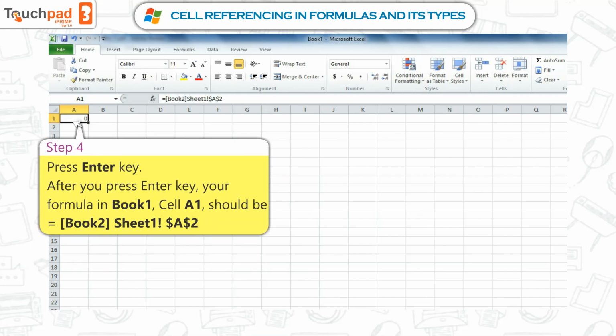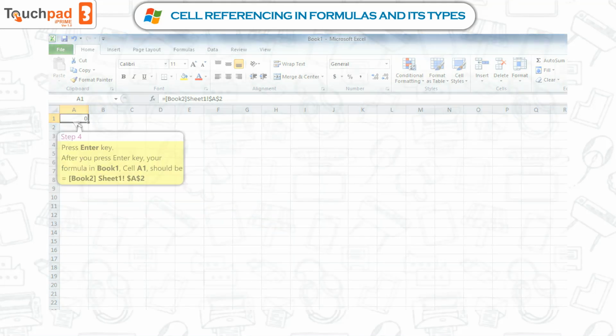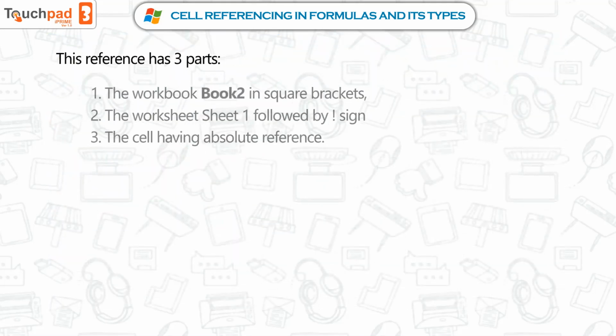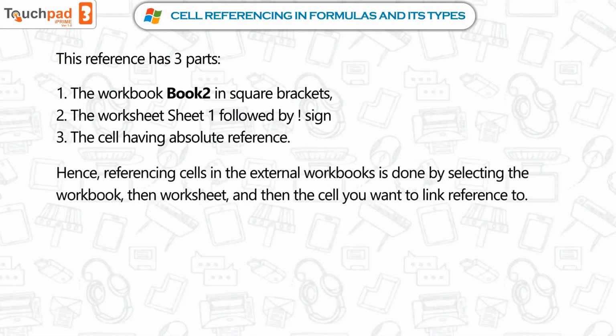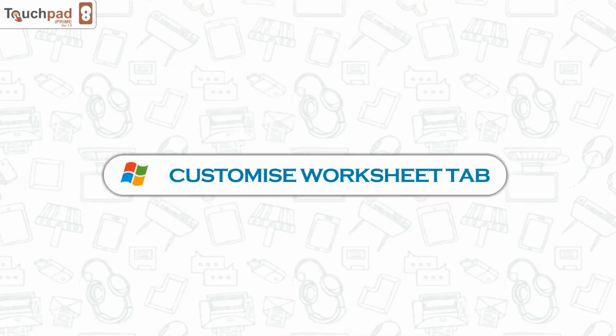After you press Enter key, your formula in Book 1, cell A1 should be =[Book2]Sheet1!$A$2. This reference has three parts. 1. The workbook Book 2 in square brackets. 2. The worksheet Sheet 1 followed by exclamation sign. 3. The cell having absolute reference. Hence, referencing cells in the external workbooks is done by selecting the workbook, then worksheet, and then the cell you want to link. Customize Worksheet tab.